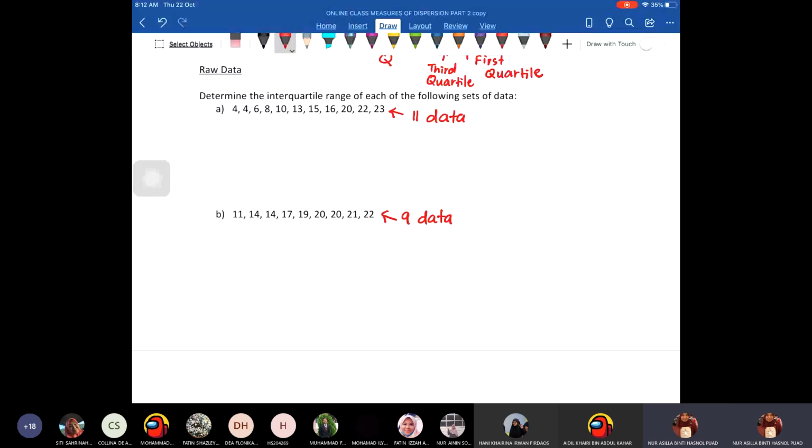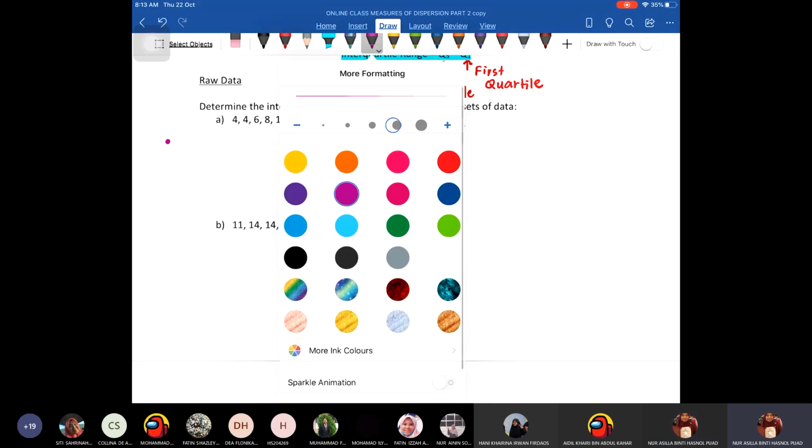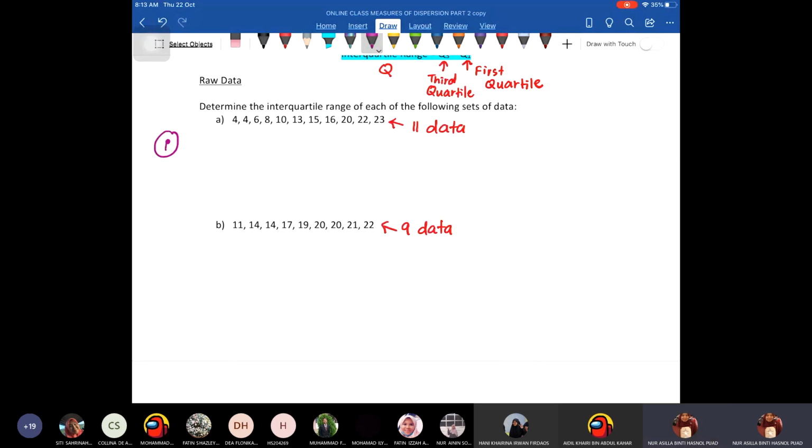Okay, so there's a difference. We're going to compare. First we go to A. When you have this kind of data, first find your median. The first thing you do, you find your median. Median, of course, we have learned before. If you want to find your median, you have to arrange your data in ascending order first, and then find the middle one.